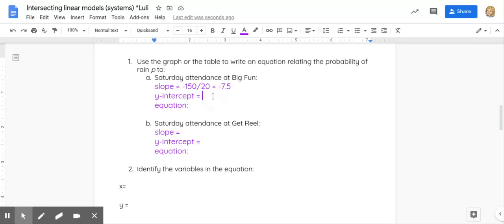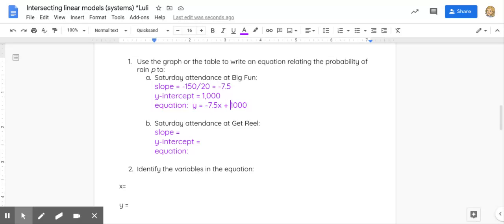So our y-intercept is 1,000. When we plug that into our equation, we're going to use our slope-intercept form equation, y equals mx plus b. We're going to keep the y because we can use it for any variable. M is our slope, so negative 7.5. X we're going to keep because we're going to plug in some values for that. And then we're going to add in our y-intercept, so plus 1,000. All right, so do a quick check. Your equation should be y equals negative 7.5x plus 1,000.